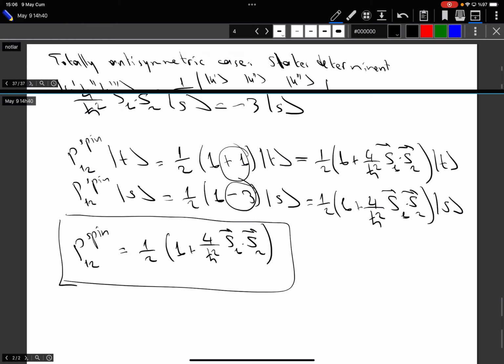No. S1 dot S2 doesn't change the total spin. Not S1 and S2, but the singlet state eventually became a triplet state? No, I added the P12 spin to the triplet state, and I ended up with a triplet state. Exchange doesn't change the total spin, and S1 dot S2 doesn't change the total spin. Other questions?